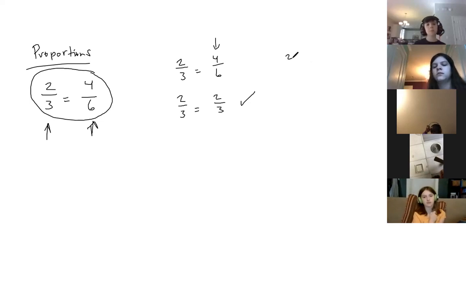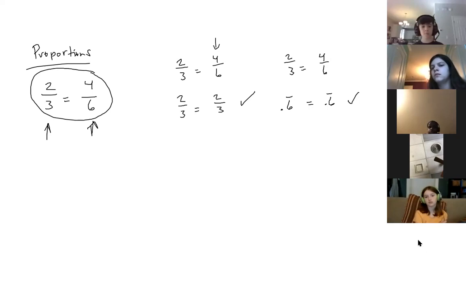I could also say, well, 2/3 and 4/6, I could change them to decimals. I could divide the numerator by the denominator. 2/3 is 0.6 repeating, and 4/6 is 0.6 repeating. Oh, those are equivalent decimals.